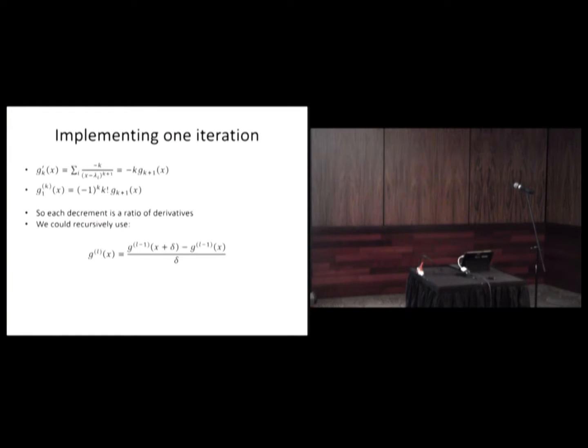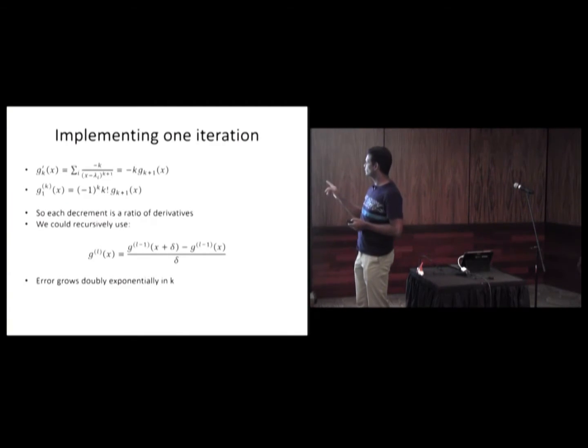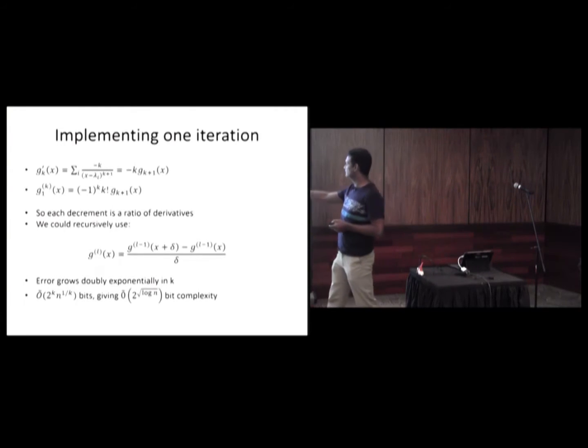So first thing you could do is just use a small delta and approximate it and do this recursively, because we need it for the kth, do it for the kth in terms of k minus 1, and so on. If you do it like this, the error grows doubly exponentially in k, which is not totally uninteresting, because then it says that the number of bits you need to keep around are 2 to the k. And so the total bit complexity is 2 to the k times n to the 1 over k.